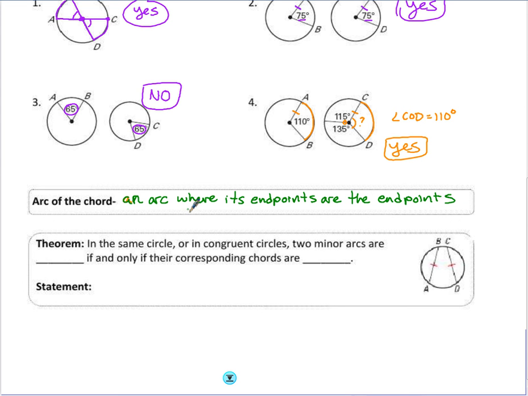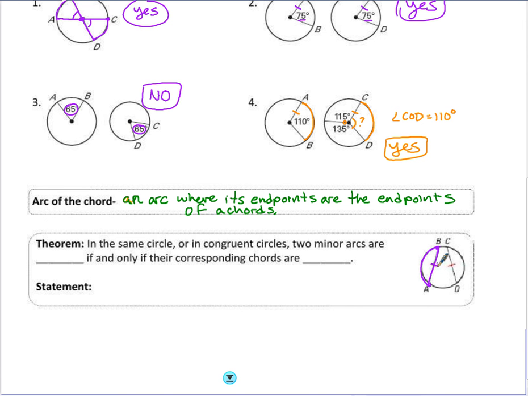Now, what is Mr. Ausel talking about here? If I have a circle, for example, in the theorem below, where arc AB goes from A to B, and the endpoints of that arc AB are the same as the endpoints of a chord AB, therefore that is an arc of the chord AB. Now, there are special relationships that occur here, and those are going to be our theorems in this class.